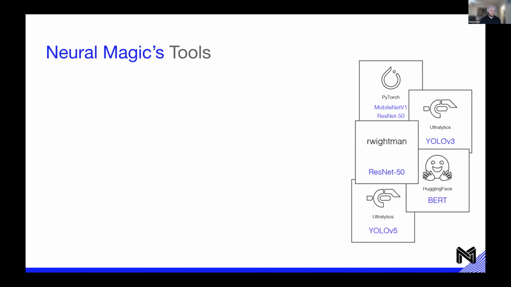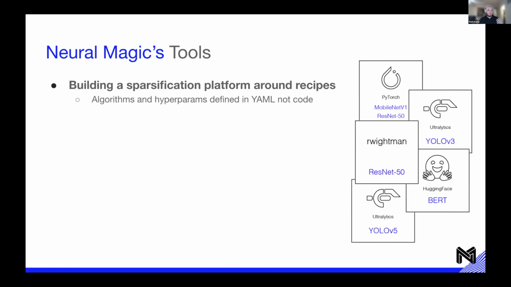So diving into the tools that allow you to do this. So with Neural Magic, what we're doing is we're building a sparsification platform around recipes. And what recipes are, they're just defining all these different algorithms that you can use and the hyperparameters that go along with them, meaning, when to apply sparsity, how much to prune, when to quantize, things like that. Those are all defined in a YAML recipe, a YAML file, just as kind of an easy to read text file instead of the code.